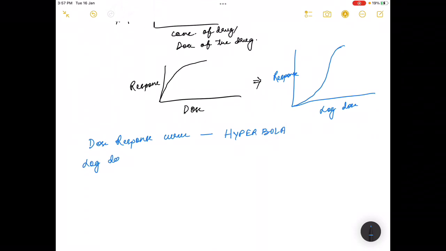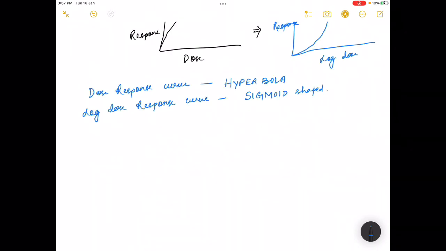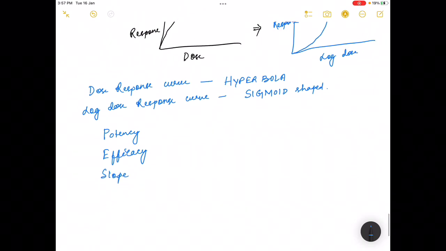Log dose response curve, it is sigmoid. Now what are the parameters which can be determined from the dose response curve? There are three important parameters which can be determined from the dose response curve, that is the potency, second is the efficacy, and third one is the slope of the dose response curve.